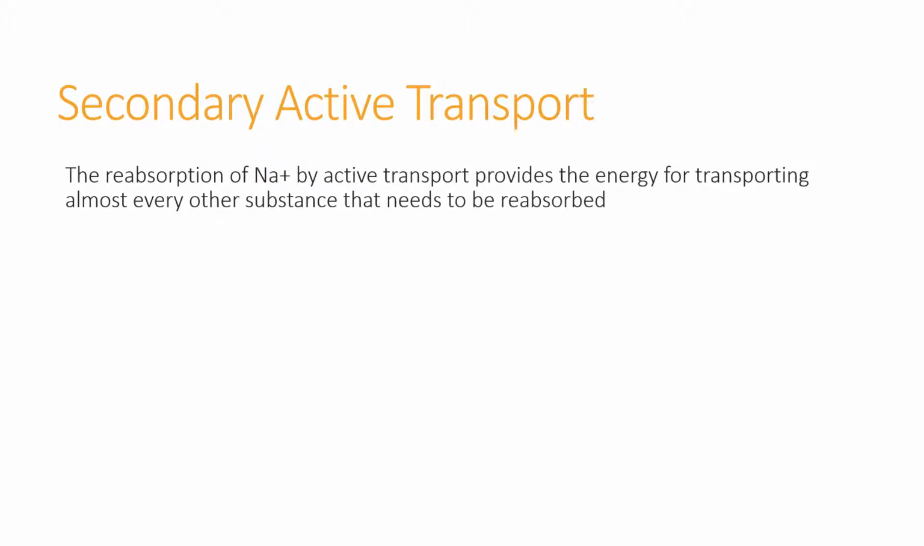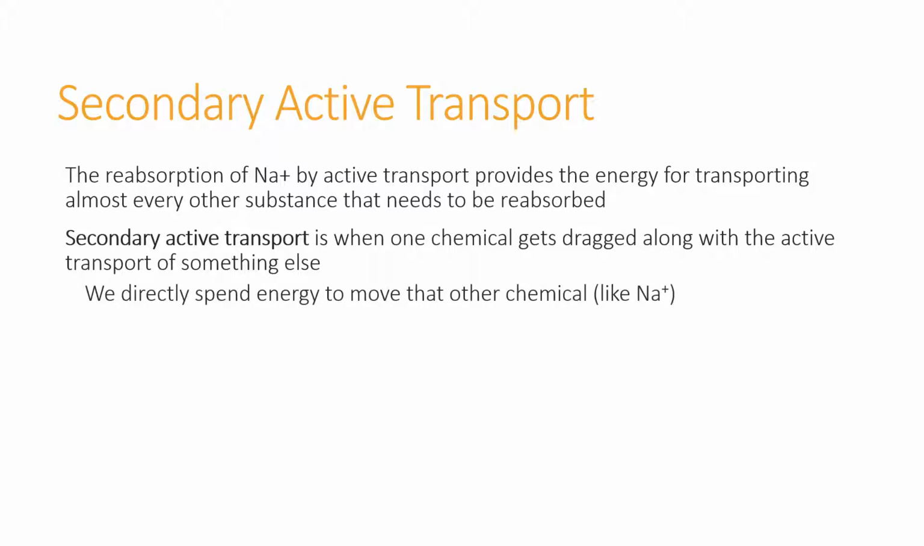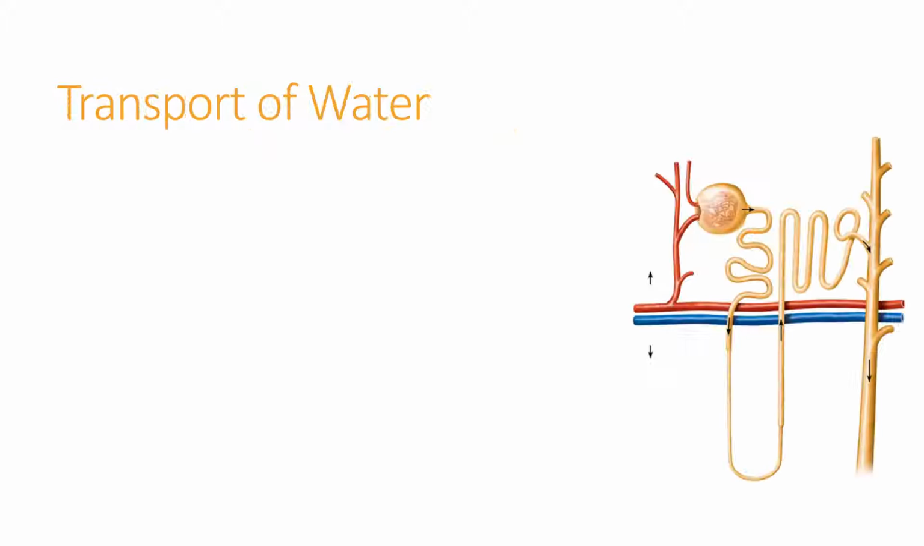The reabsorption of sodium by active transport provides the energy necessary for transporting almost every other substance that needs to be reabsorbed into the blood. This is called secondary active transport. In secondary active transport, the energy used to move one chemical drags a second chemical with it. We directly spend energy to move one kind of chemical, like sodium, and the movement of sodium drags a second chemical, like water or glucose or amino acids, with it through this secondary kind of transport.